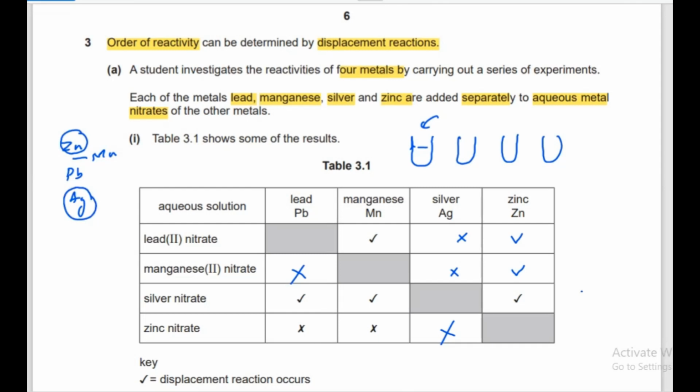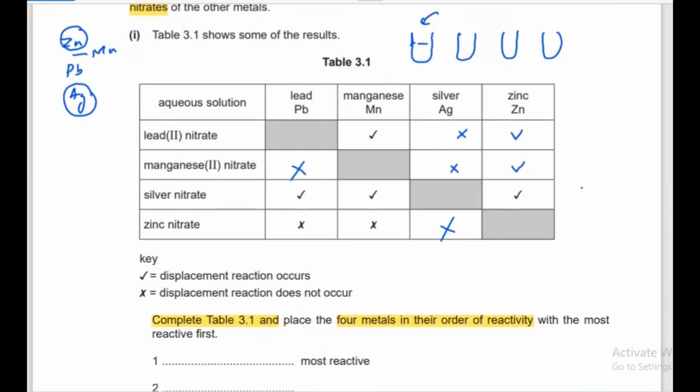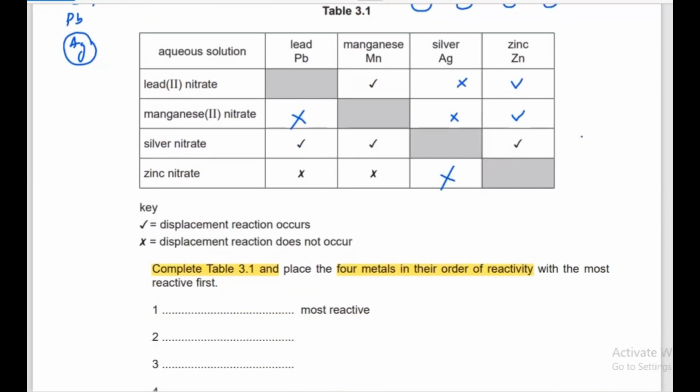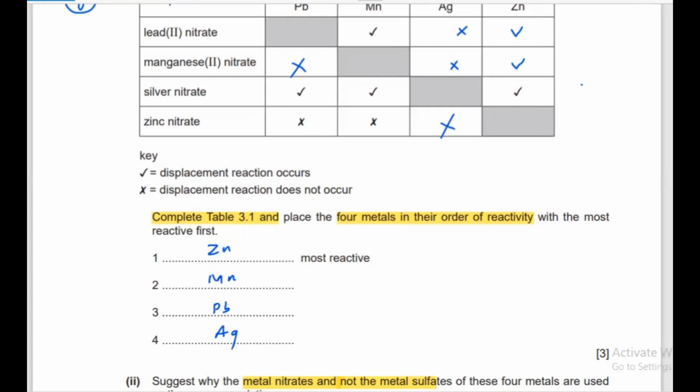This shows whether the reaction takes place or not. Number one, zinc is the most reactive. Number two, manganese, then lead, and at the end, silver.